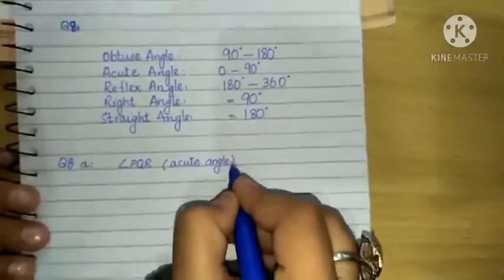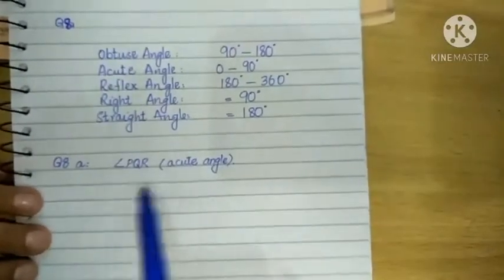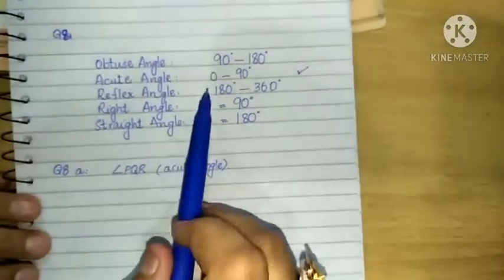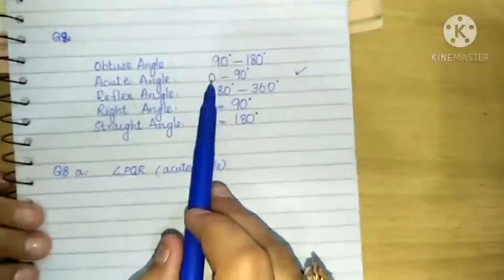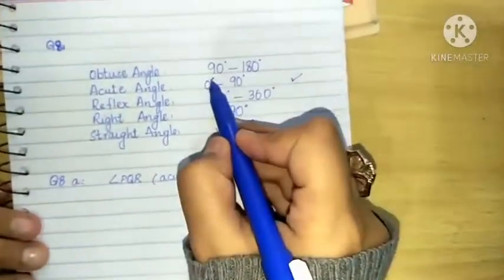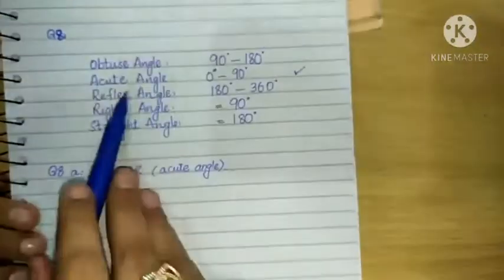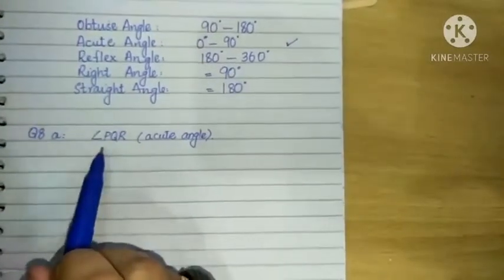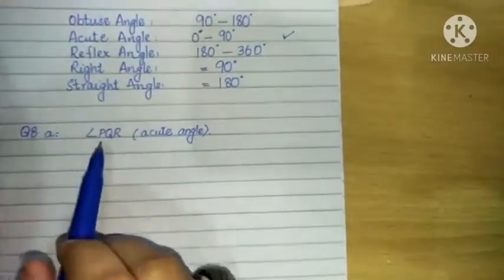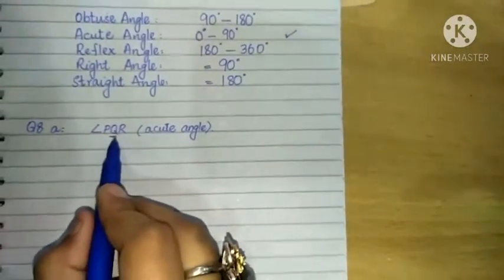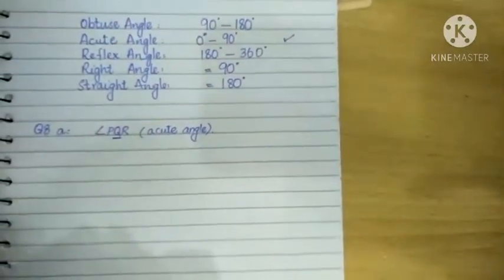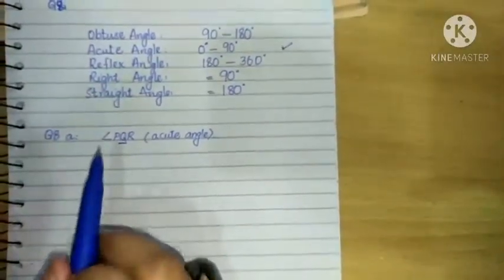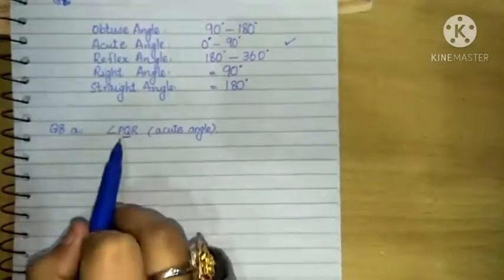So first of all, we have to recall the definition of acute angle. I have written it here: the angle that is greater than 0 degree and lesser than 90 degree is called acute angle. So we must be very careful while drawing this angle. One thing more, dear students: whenever a letter is written in the center, we must place that name as the vertex.